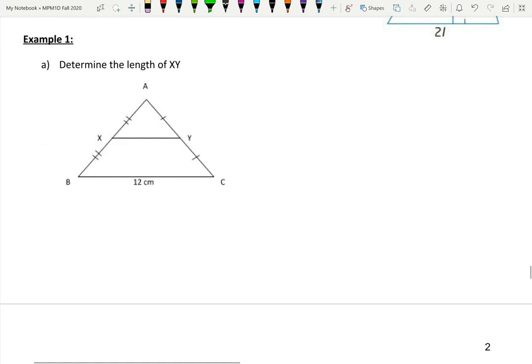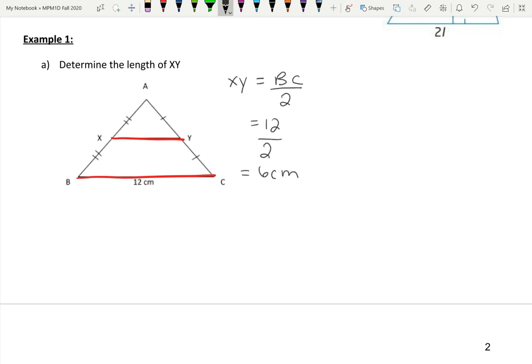Determine the length of XY. So remember that XY is half the length of BC. This line segment is half the length of this line segment. So XY is BC divided by 2. So 12 divided by 2, 6 centimeters.